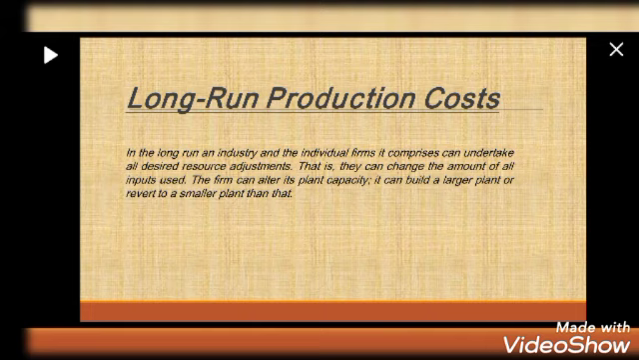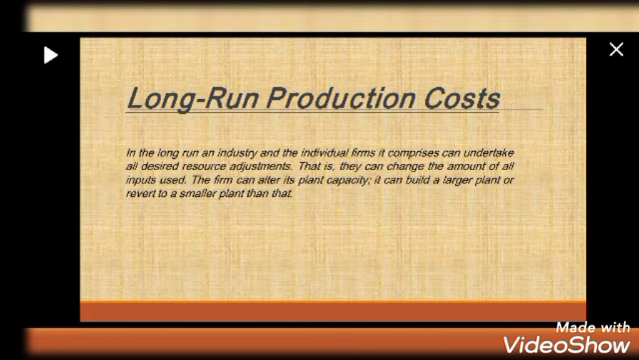As you can see in the chart, on the long run average total cost curve, 5 possible plant sizes are available. What does this interpret? It interprets that the long run cost curve is made of many small segments of short run cost curves, like here ATC 1, ATC 2, ATC 3, ATC 4, and ATC 5.